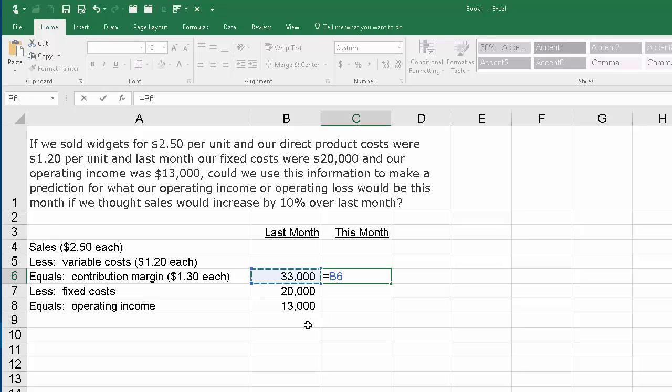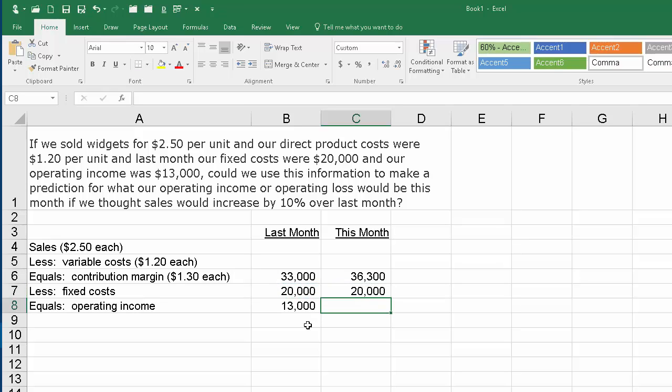So we can take the 33,000 times 1.1. There's our 36.3 that we're going to expect next month. Fixed costs would remain the same. They're fixed. We don't expect them to change. Therefore, we just subtract fixed cost from contribution margin. And right there is the answer we're looking for.